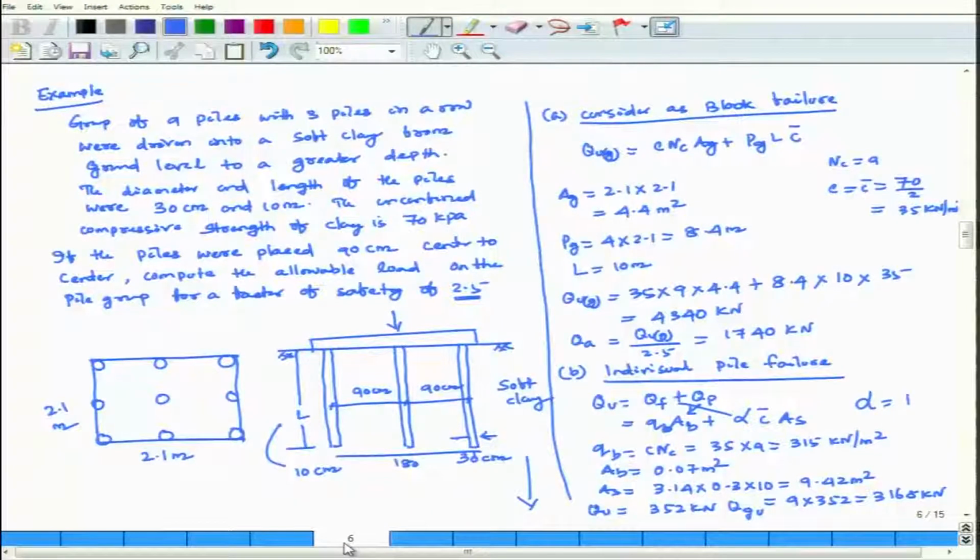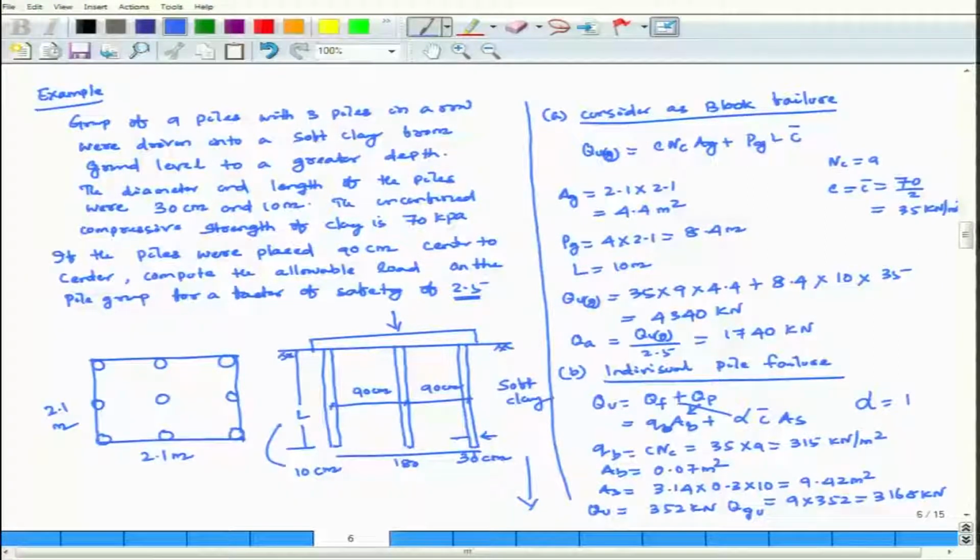So if you look at the example, I first calculated considering block failure, area of the group, perimeter of the group, length has been calculated, and alpha has been considered as 1, it is not given adhesion factor. Based on that, QUG is equal to 4340 kilonewton. Q allowable is equal to QUG divided by 2.5, which is equal to 1740 kilonewton.